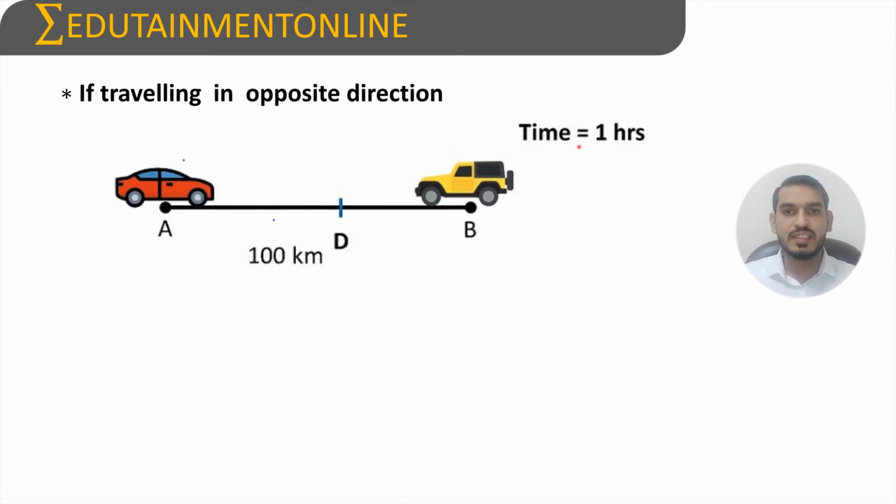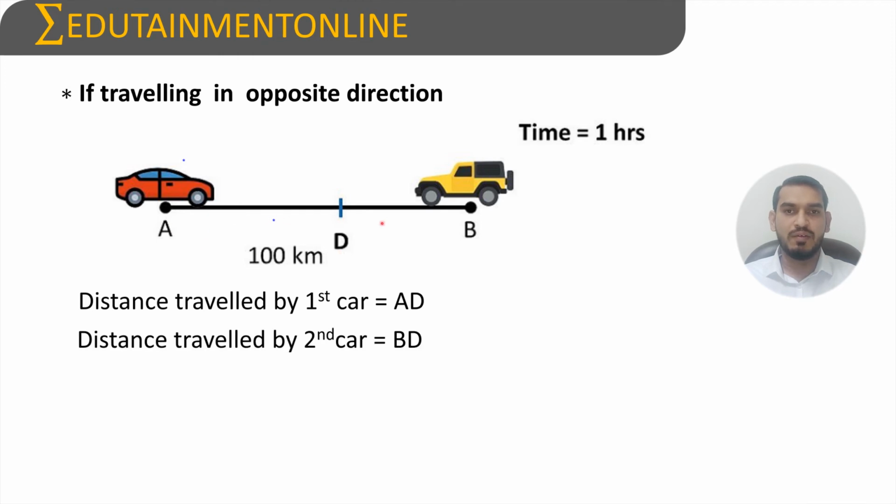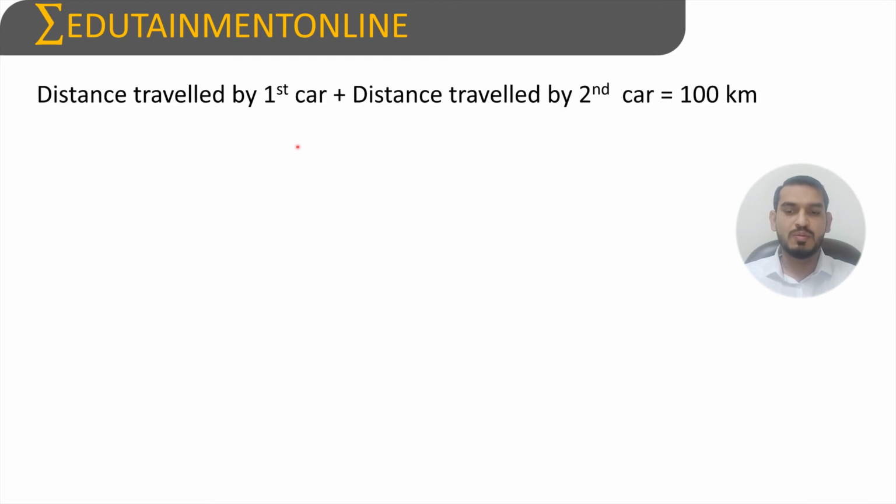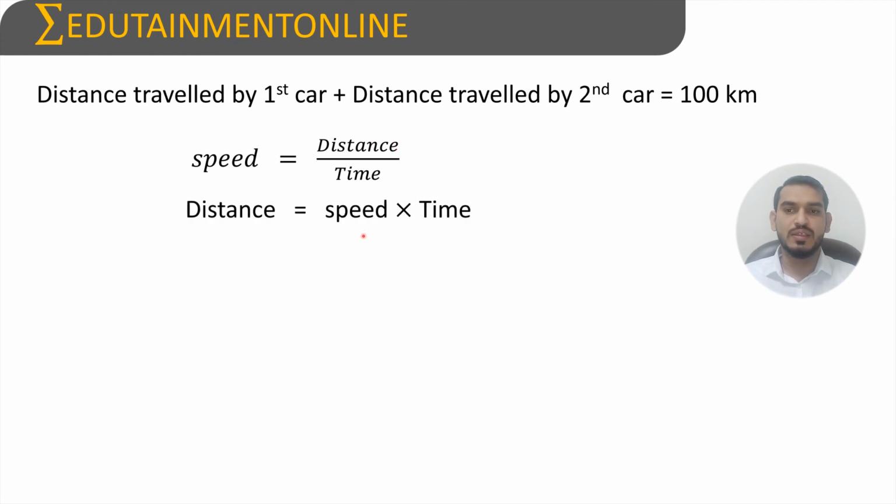Now let us analyze the second condition, which is if the cars travel in the opposite direction, they meet in 1 hour. Let us consider they meet at the point D after 1 hour. So the distance traveled by the first car is AD and the distance traveled by the second car is BD. Now we know that AD plus BD is 100 kilometers, which is the initial distance between the two cars. So the sum of the distances traveled, AD plus BD, is equal to 100 kilometers.